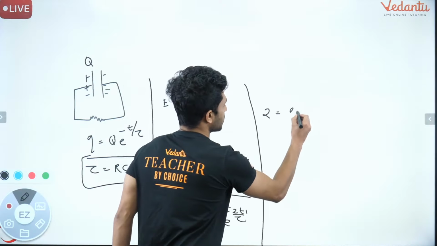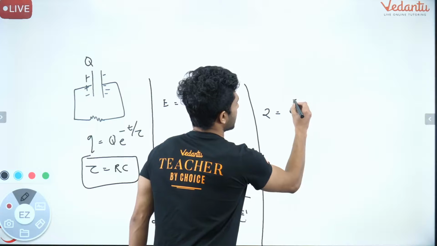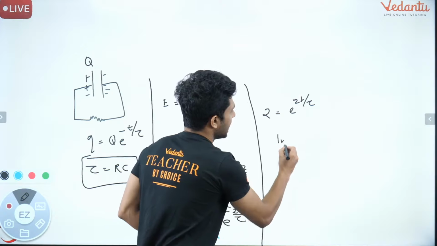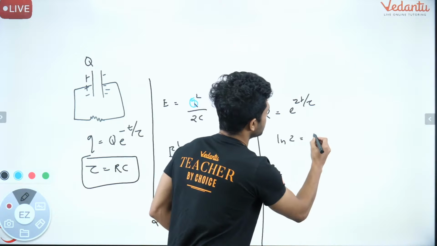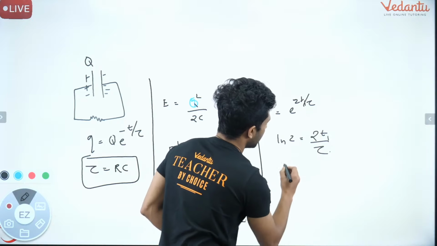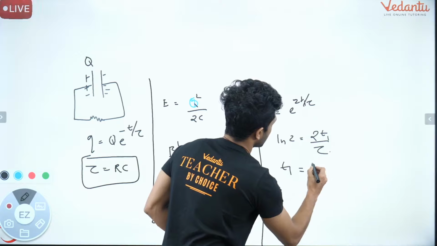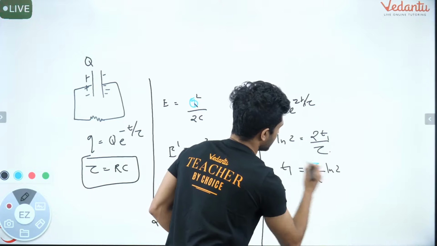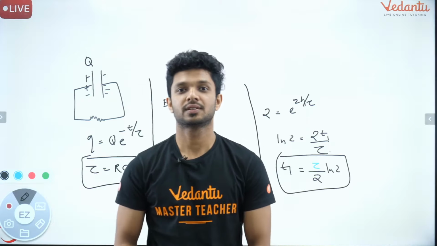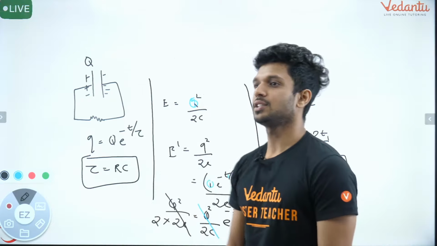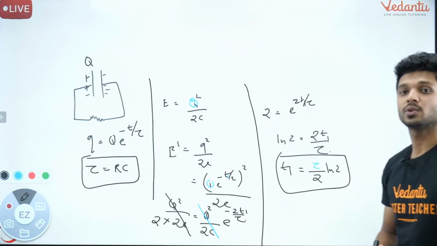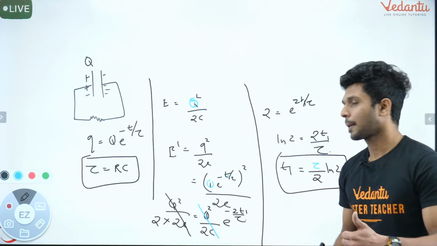2 is equal to e raised to 2t divided by 2, taking ln from both the sides. ln2 will be equal to 2t divided by 2, which means t1, and the t1 will be equal to 2 by 2 into ln2. This is t1. Yes or no? Understood? Okay, I'll show you the board. So the t1 is equal to 2 by 2 into ln2. Yes or no, guys? All good?